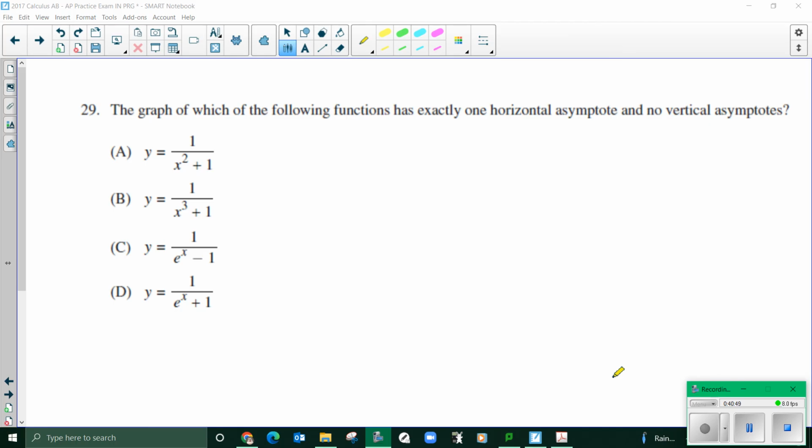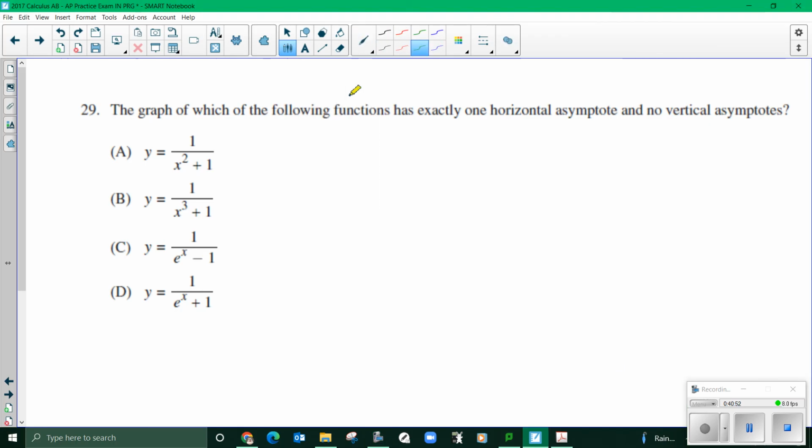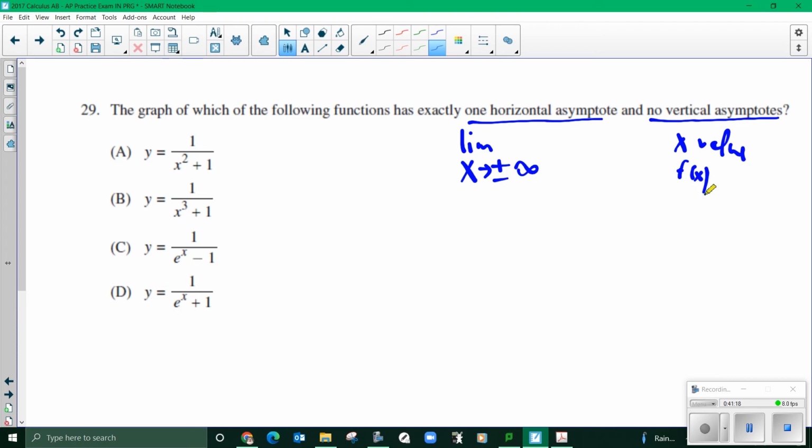29. Here we go. This one isn't too difficult. The graph of which of the following functions has exactly one horizontal asymptote and no vertical asymptotes? Horizontal asymptotes are the limits as x either goes to positive or negative infinity. And for vertical asymptotes, I just say it's whatever x value makes my function undefined.